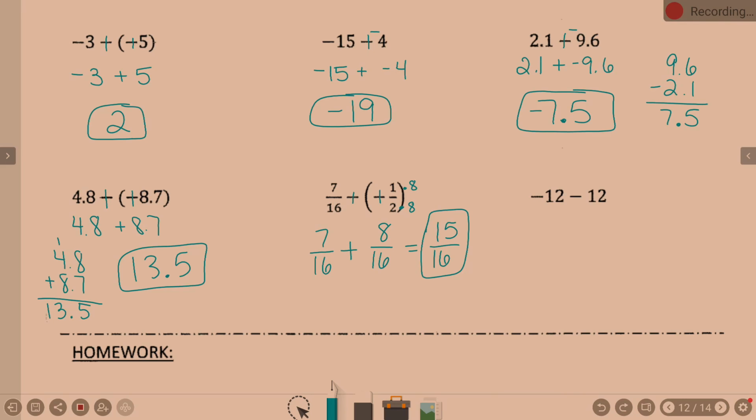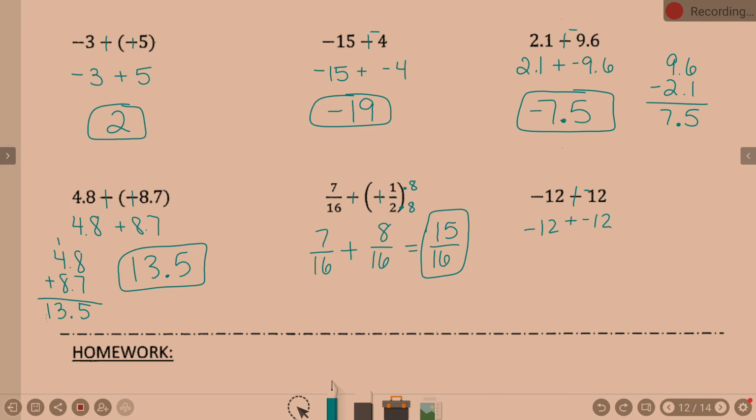Okay, one more. Negative 12 minus 12. Do we have thoughts on this one? I'm curious. Did you do your keep, change, opposite? Keep negative 12. Change subtraction to addition. And what's the opposite of 12? Negative 12. So I'm going to end up with negative 12 plus negative 12.